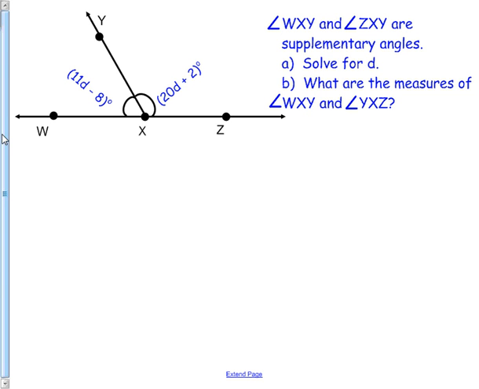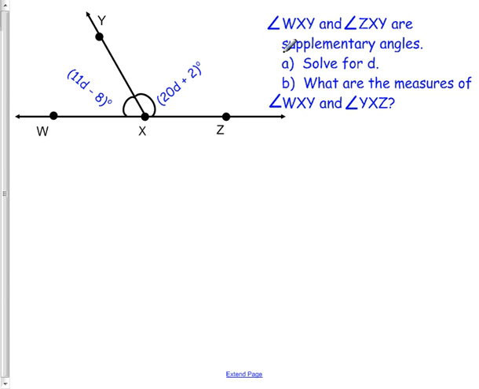On the previous video, we looked at complementary angles. This one is very similar. It's just the instructions are mildly different. So this one says angle WXY and angle ZXY are supplementary angles. First question is solve for D, and then it wants you to find the measures of angles WXY and YXZ.